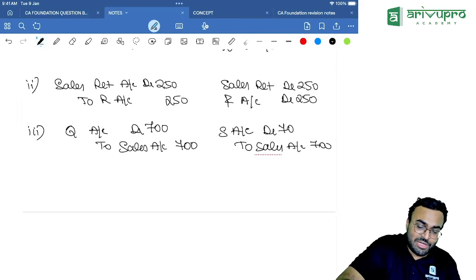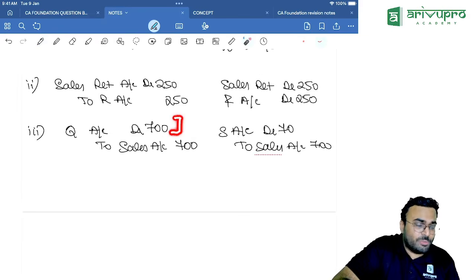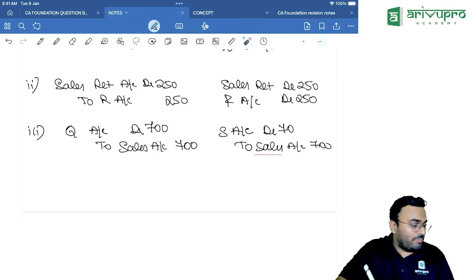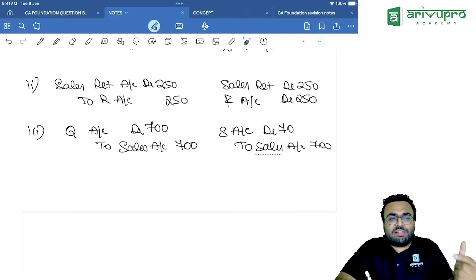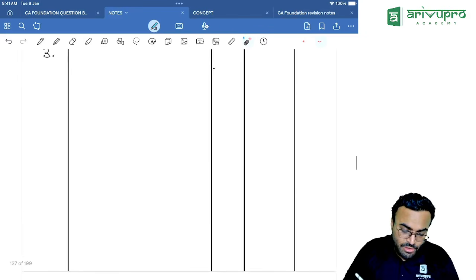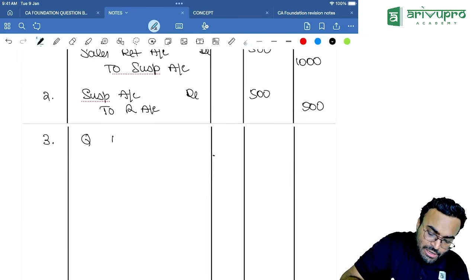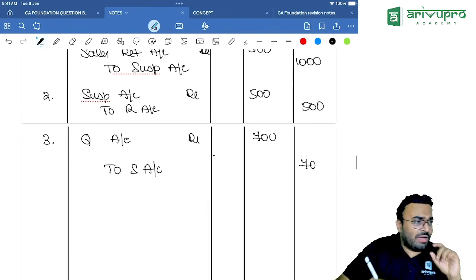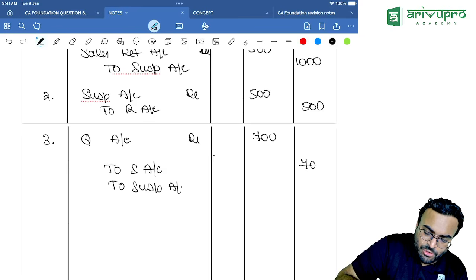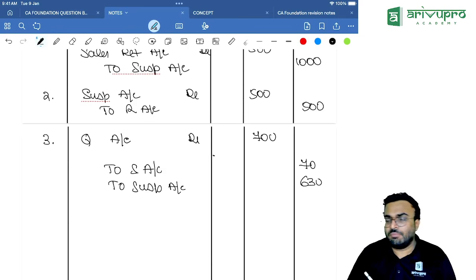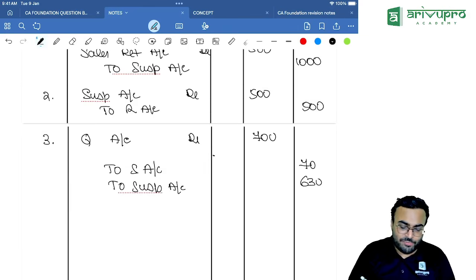Now, it should have gone to Mr. Q. What should be the rectification entry? Q account has to be debited, not done at all. Sales is done, no problem. S is wrongly debited. To remove that, we have to credit. And whatever difference is there, it has to go to suspense account. So, we are going to write Q account debited 700 to S account 70. Are you getting a difference here? Yes. So, you're going to write to suspense account 630. I hope it is clear. There shouldn't be any problem with this one.